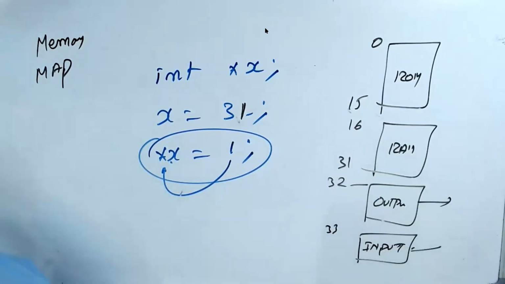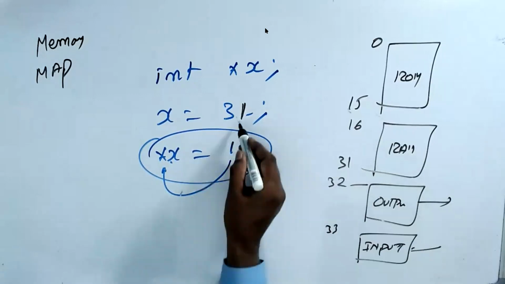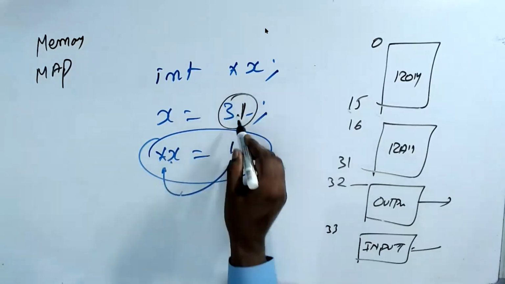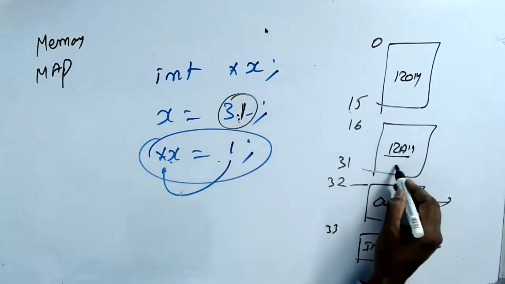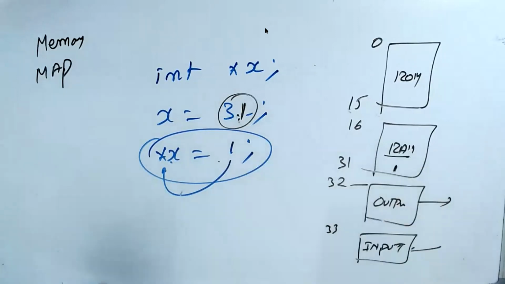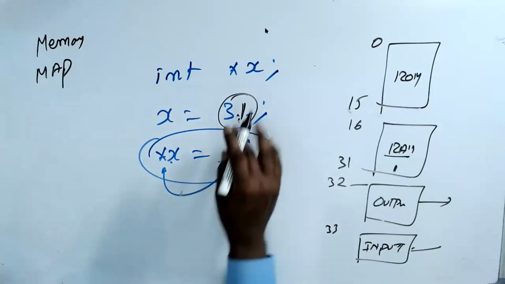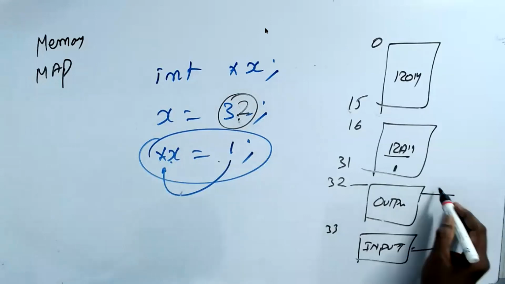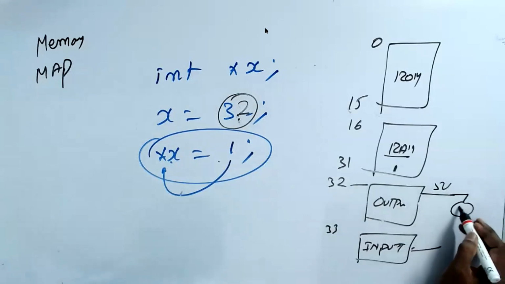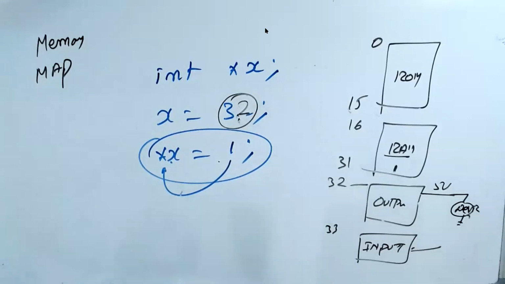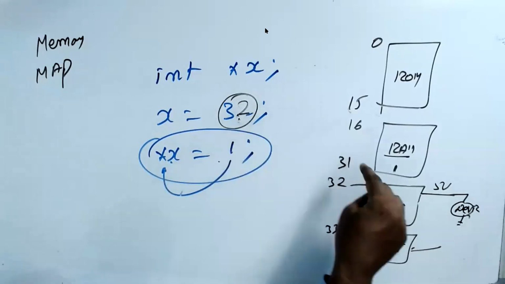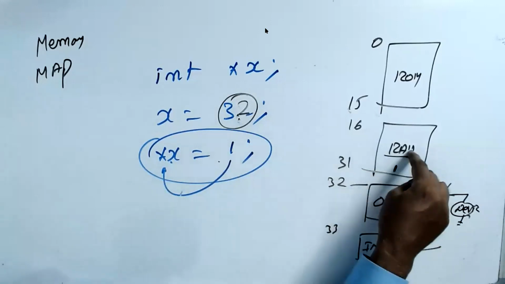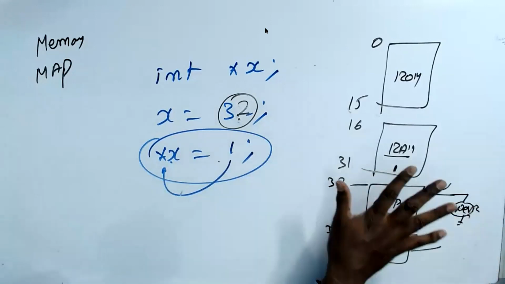Understand? 33 is input. Now, if I say x is equal to 31, 31 belongs to RAM, so the 1 will be written here. The 1 is a number now. But when I write the same thing to 32, what is happening? It is becoming output. So that time this is going to become a 5-volt controller device. One number changes either a memory or the output device. So this depends on the memory map.